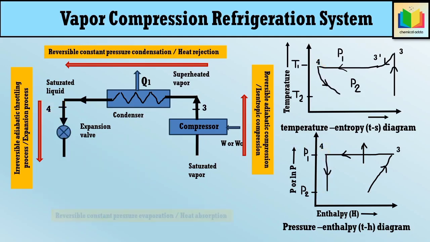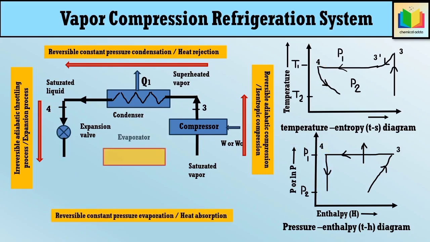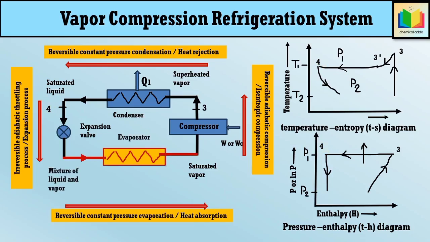Now, the last step is reversible constant pressure evaporation, also known as heat absorption, which takes place in the evaporator. So, from the expansion valve, a mixture of liquid and vapor refrigerant enters the evaporator. In the evaporator, heat Q2 is absorbed from the space that needs to be cooled or refrigerated to produce a cooling or refrigerating effect. So, due to the absorption of heat, the liquid portion of the refrigerant gets evaporated, and we get low pressure saturated vapor, which then enters the compressor to complete the cycle.